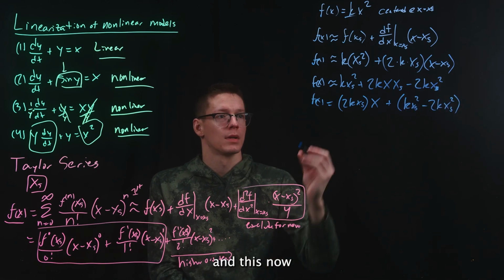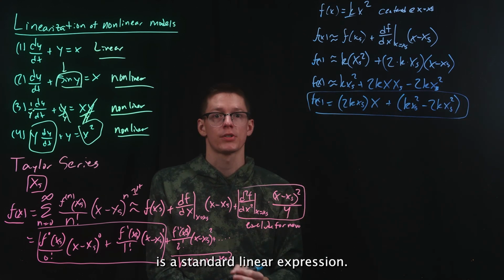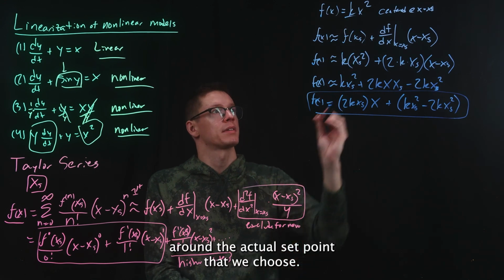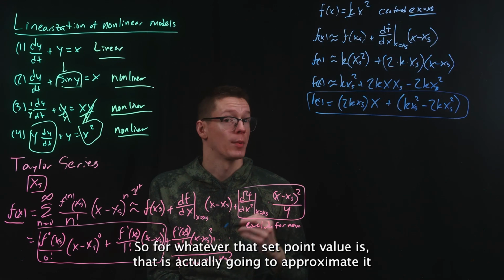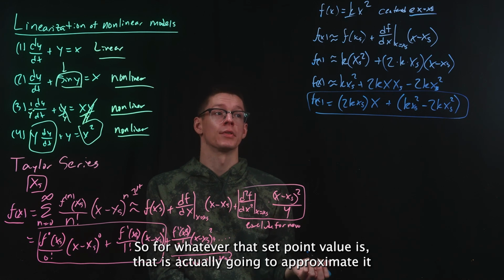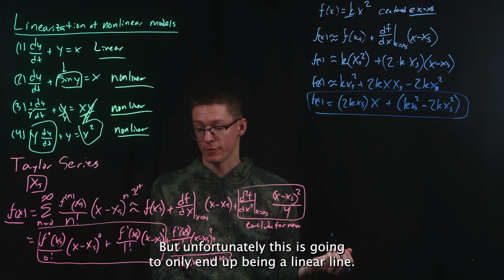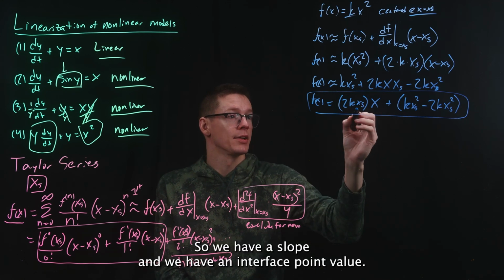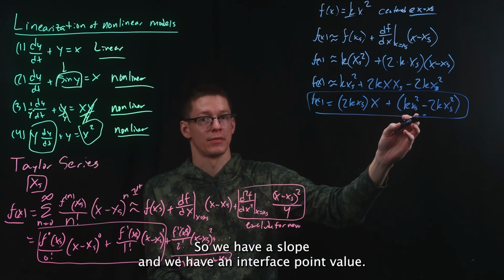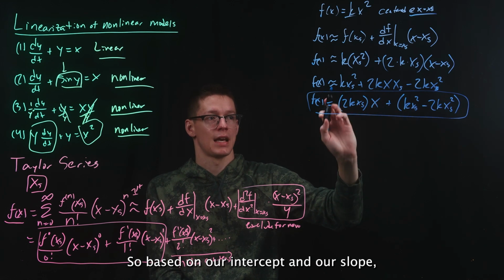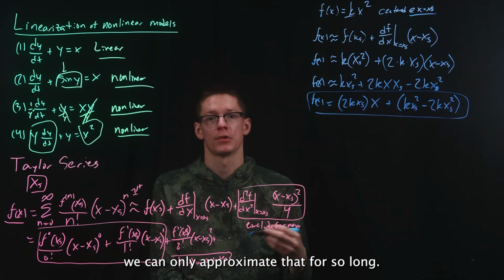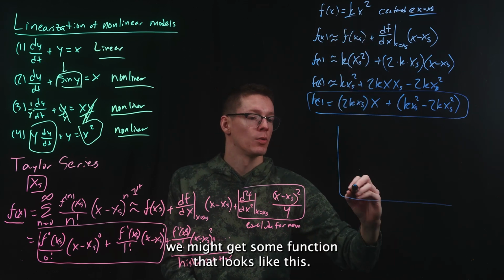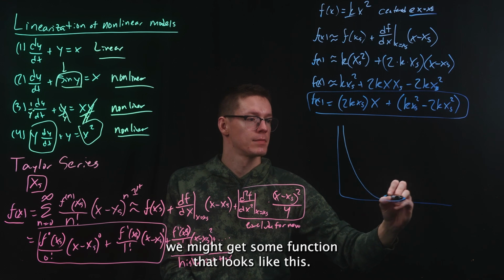And this now is a standard linear expression. This is going to well approximate for kx squared around the actual set point that we choose. So for whatever that set point value is, that is actually going to approximate it pretty well. But unfortunately, this is going to only end up being a linear line. So we have a slope and we have an intercept. So based on our intercept and our slope, we can only approximate that for so long. If we were trying to derive this and we plotted that out, we might get some function that looks like this.